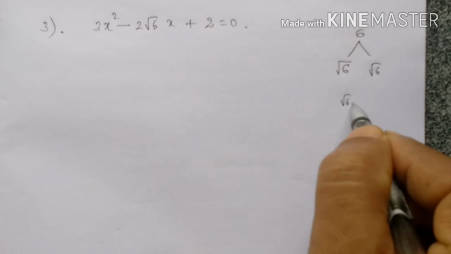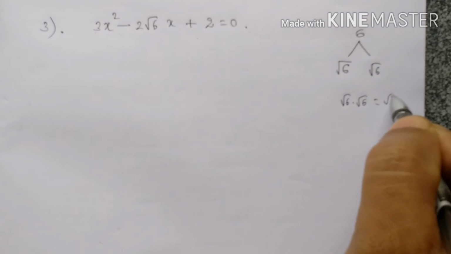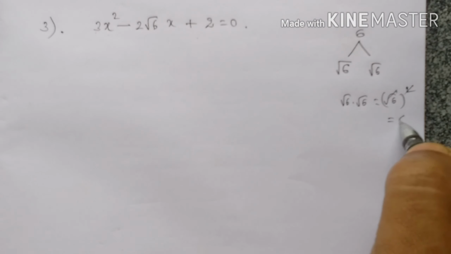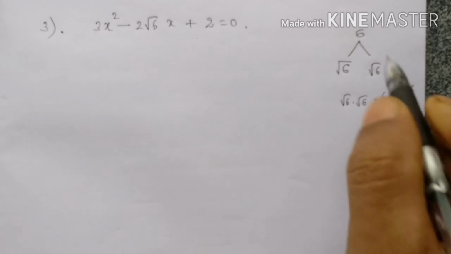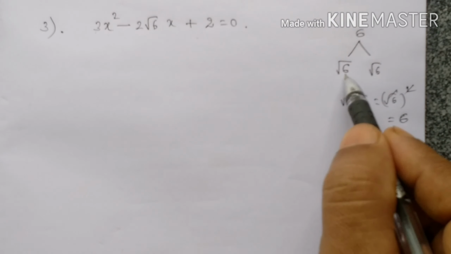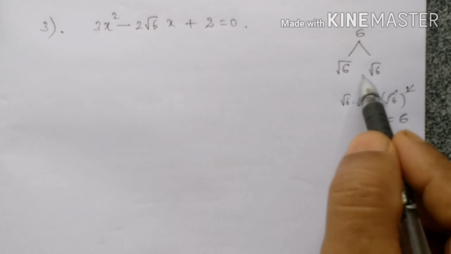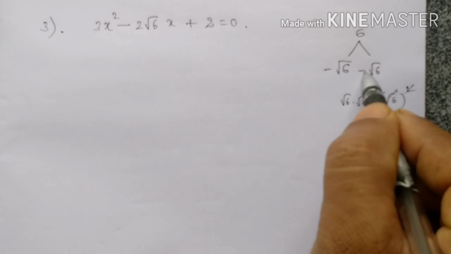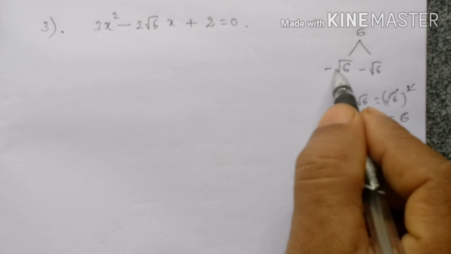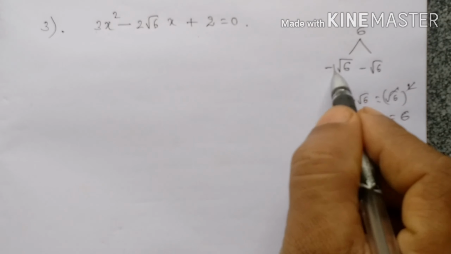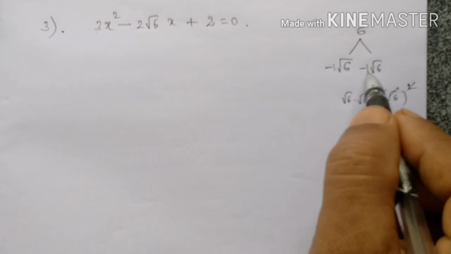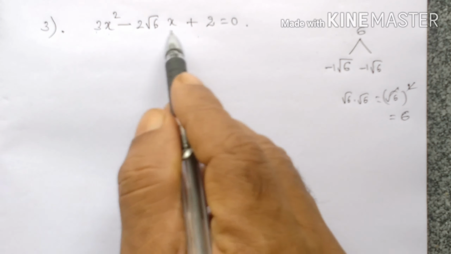Because if you multiply root 6 and root 6, you are going to get root 6 square. Square and root get cancelled, so your remaining answer is 6 only. So therefore root 6 and root 6 are the right two factors. In addition to that, you should give minus to both. Nothing is there here, coefficient 1 is there, so here also. So minus 1 minus 2 root 6, so it satisfies the middle term.